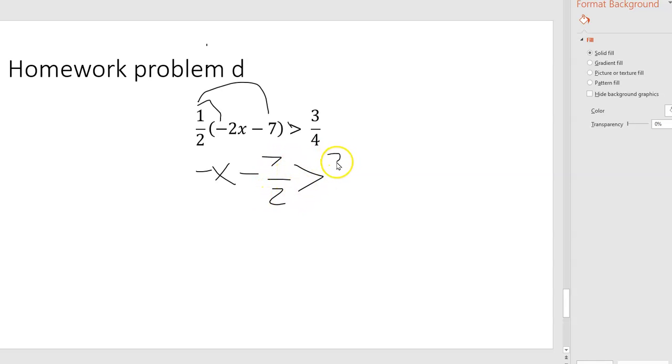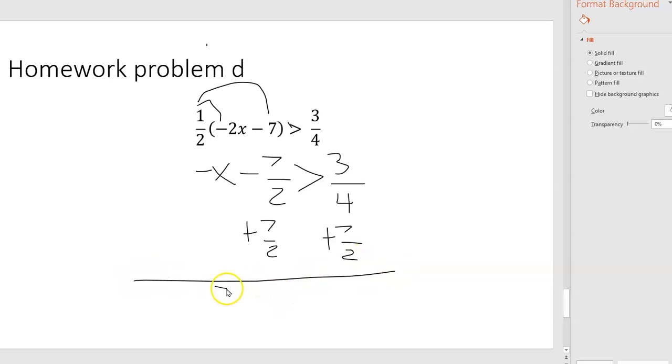Is greater than 3/4. So then I add 7/2 to both sides. Add 7/2 here. Add 7/2 here. And then I have a negative x is greater than, type into my calculator, 3/4 plus 7/2.